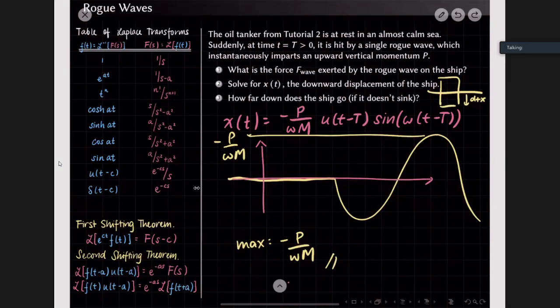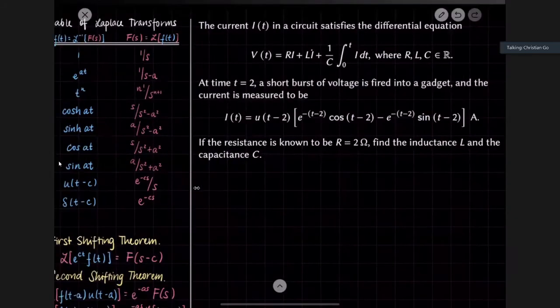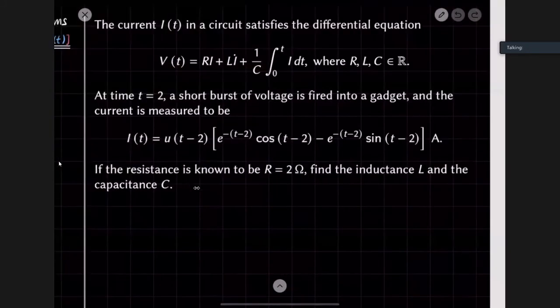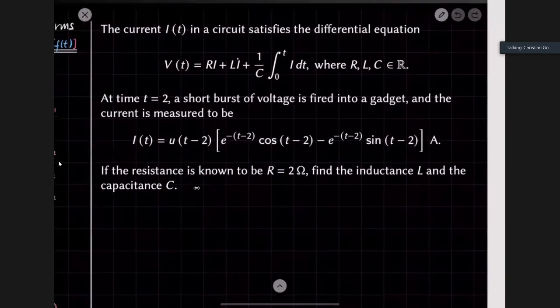Okay, last. This one is a bit tricky, so let's do this carefully. That's why I put this for the last problem. I have a circuit, I essentially have a gadget, and the current in any circuit satisfies this differential equation. V of t is equal to resistance times current plus inductance times the first derivative of current plus 1 over C times the time integral of your current.